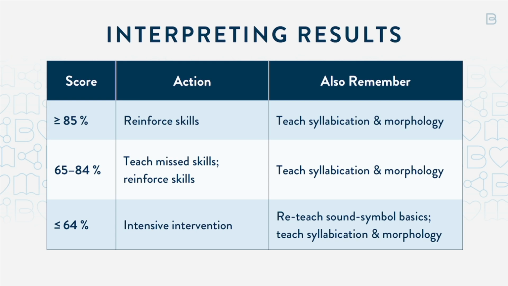So as you continue your assessment journey, keep in mind at or above 85%, you're going to reinforce those skills, building automaticity and accuracy. You're going to also teach syllabication and morphology. If a student scores between 65 and 84%, you're going to teach those missed skills, reinforce skills appropriately, and then teach morphology and syllabication as you go. And for students at or below 64%, you're going to want to do some intensive intervention. You're most likely going to be teaching most of that layer or block, and you're going to reteach those sound symbol basics while addressing morphology, affixes, and syllabication.